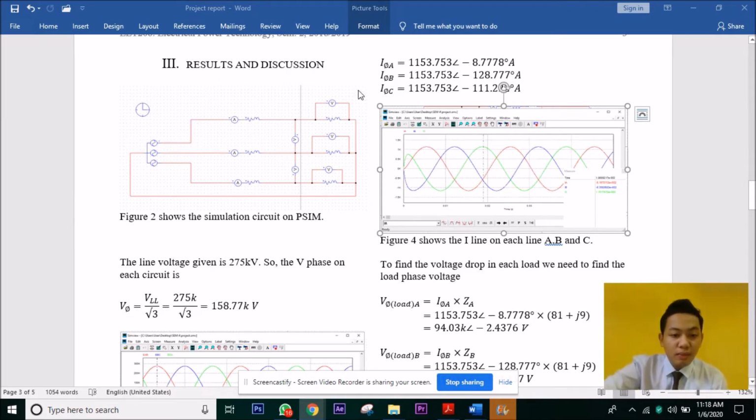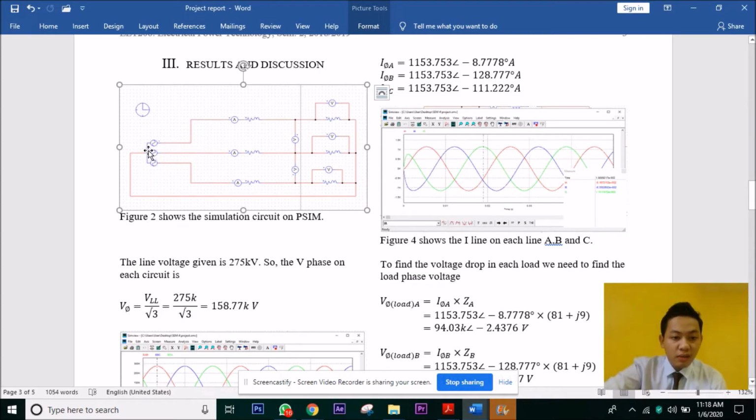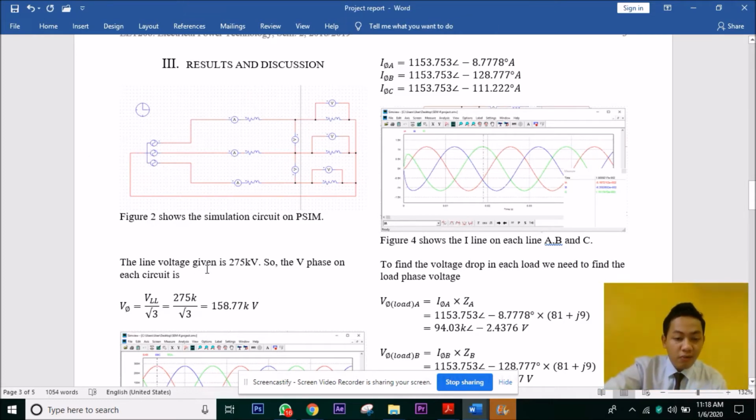So this is my circuit on PC. You can see here there is a 3-wire system in Y connection. So it is a generator and it is a load. You can see here there is also a Y. So this wire is for the neutral. Line to line voltage given is 275 kilovolt.